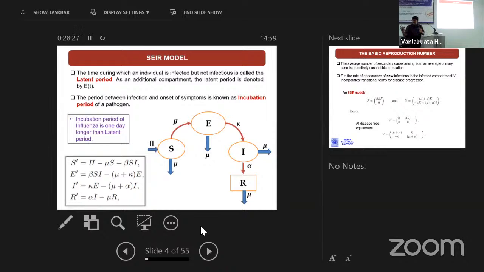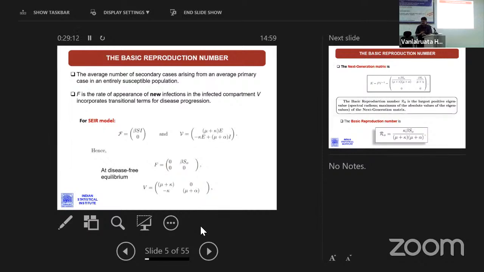So, as you see, this is how the different types of models are done. I started with SIR, then I came to the demographic version with birth and death, then the SIS model, then the SEIR model. You can also take into account SEIRS, where recovered individuals rejoin the susceptible class. These are basically the ways we take into account the epidemiological modeling. These are the basic things which you have to learn.